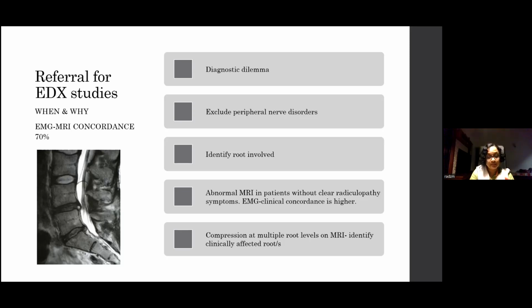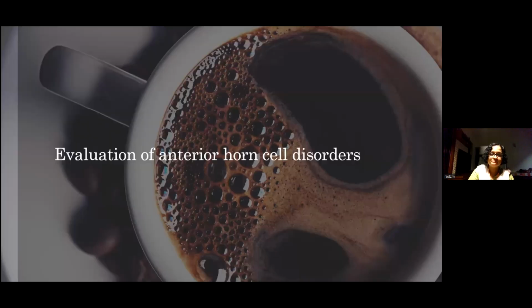The other time it will be helpful to do EMG in a patient with suspected radiculopathy is if the MRI shows compression at multiple levels and you want to identify which are the most clinically affected roots. This is also helpful for surgeons before preparing the patient for surgery.